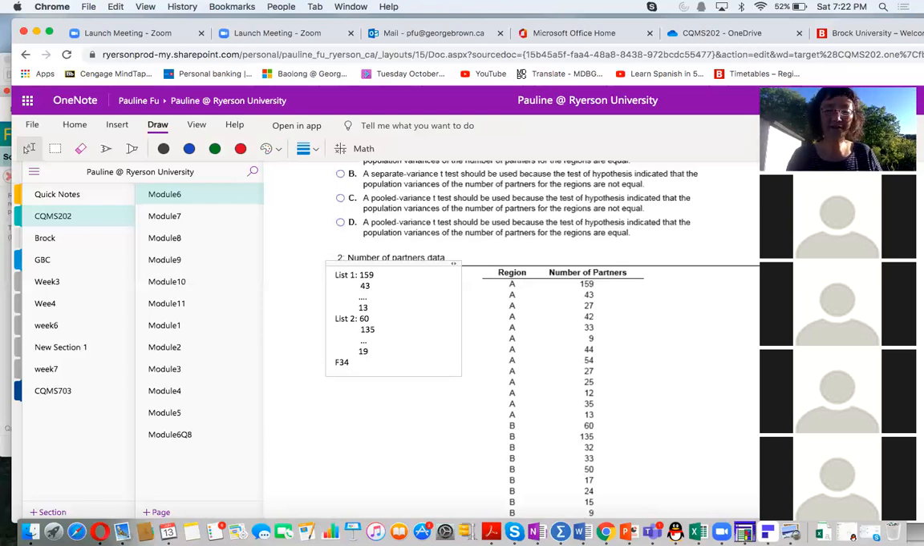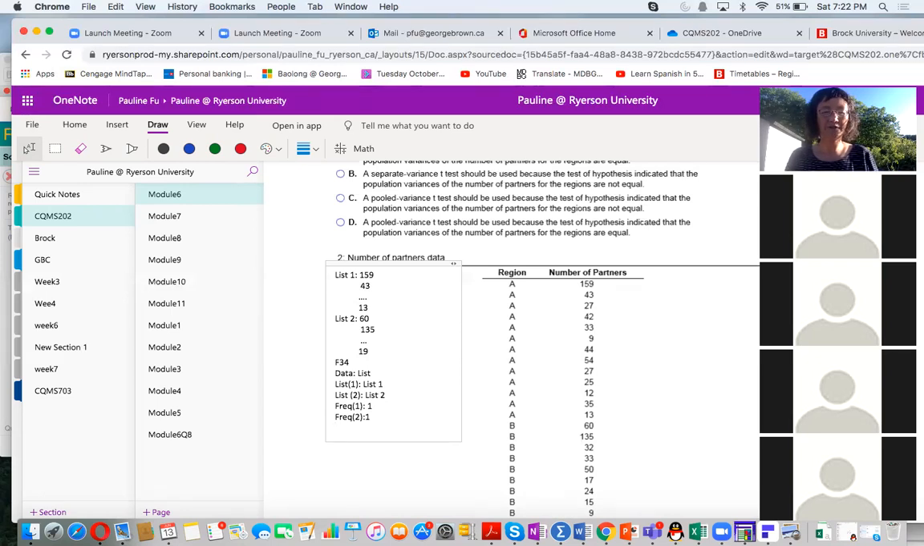And after that, data select list. Data is a list, and then list 1 is your list 1, list 2 is your list 2, okay? And frequency 1 is 1, just accept the default setting, that is 1. Frequency 2 is 1, and then you press EXE, okay?